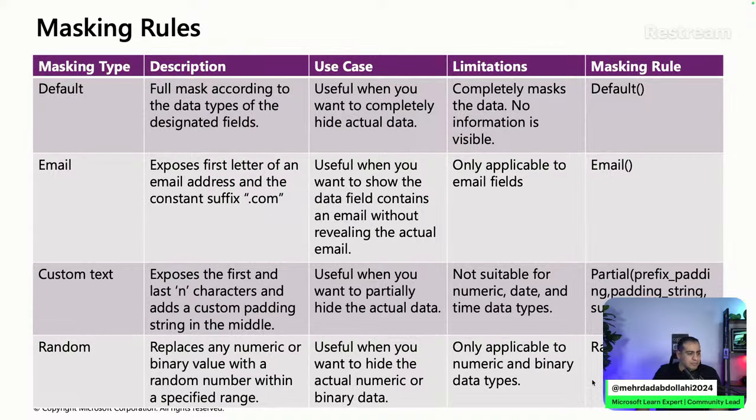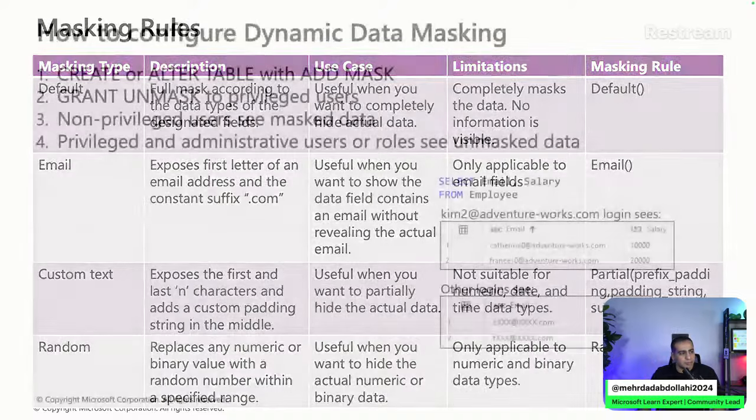For the random, it is maybe a good option. A good example for that would be the salary, right? You don't want to reveal the salary. It is a number, and it will be a random value between two values, low and high.